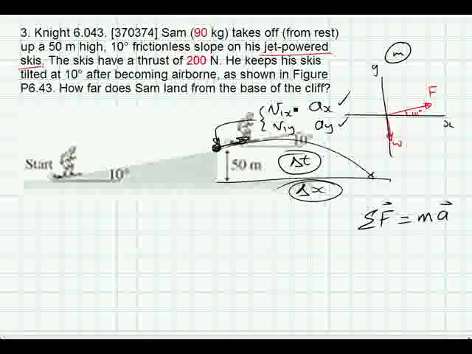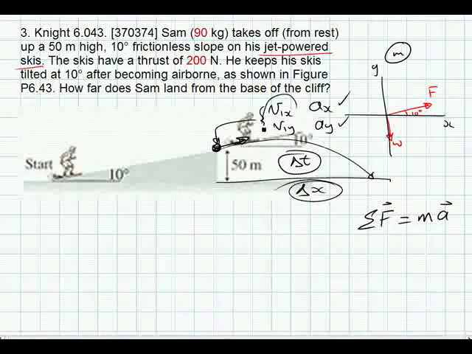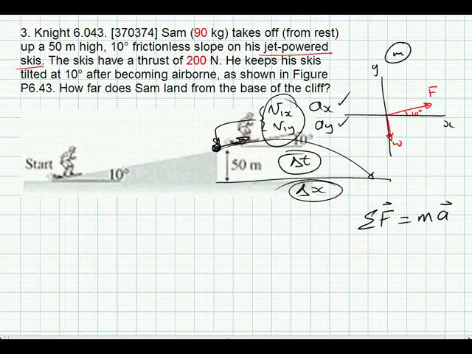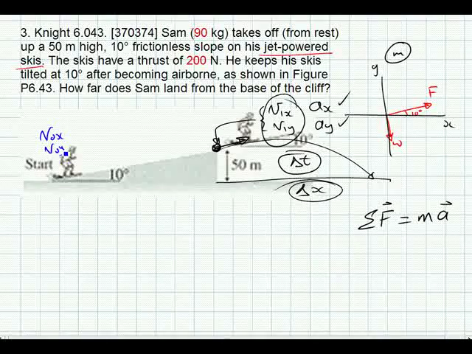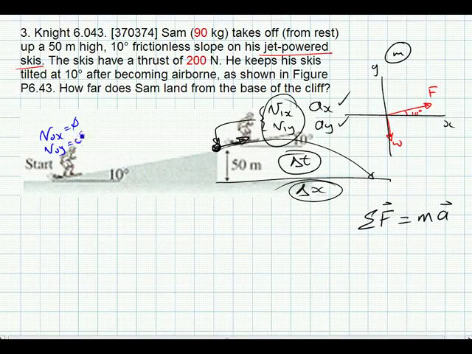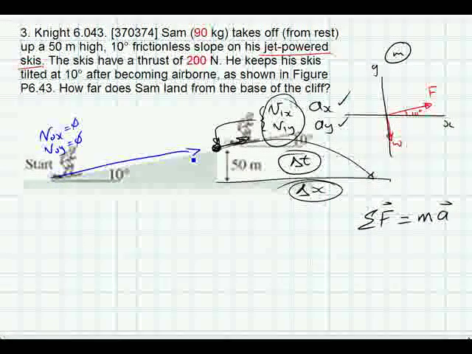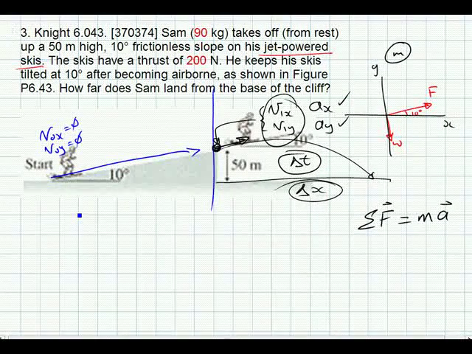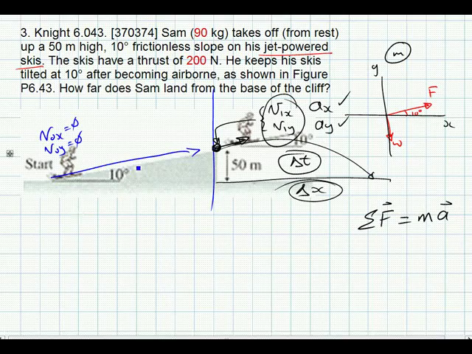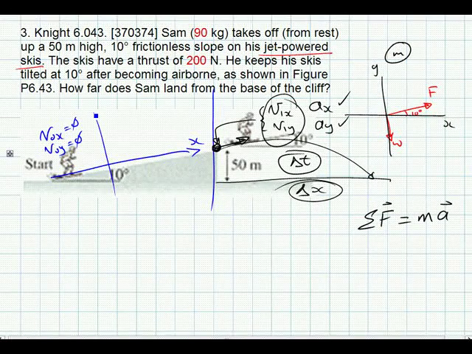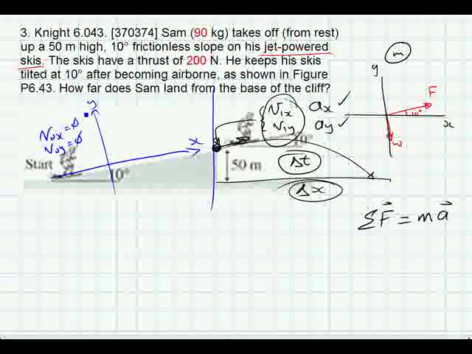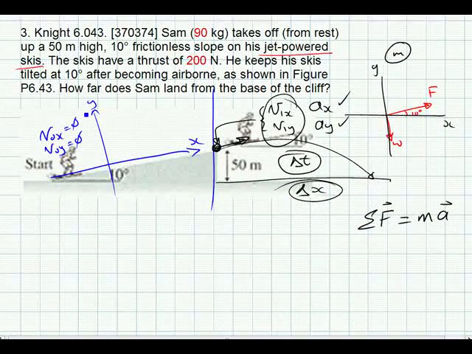Now, to find v1x, you basically say that here I have v0x and v0y, and they're both 0. Sam starts at rest, and in this case I'm now going to say that for the first phase of the problem, my x direction is along the slope and my y direction is normal to it.